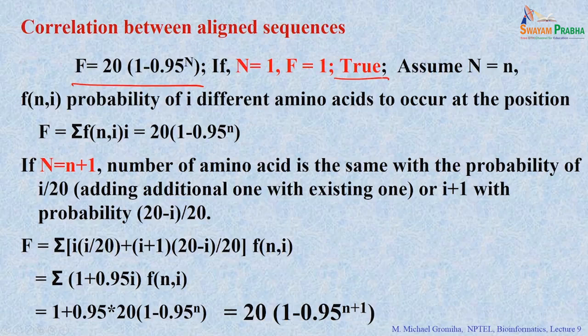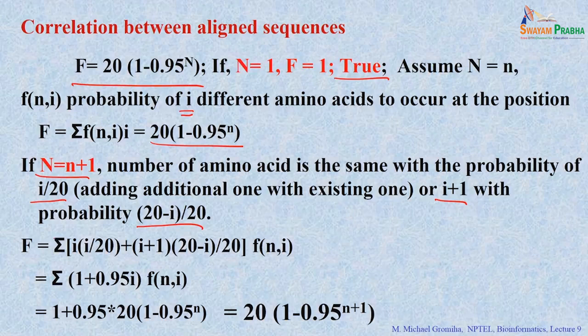So that is true. Then assume n equals n, where f of n comma I is the probability of different amino acids to occur at the position. So if n equals n, you will get this equation f of n comma I equal to 20 into 1 minus 0.95 into n, right, that is fine because you assume that. Now if n equals n plus 1, then you add one more sequence. Then there are two possibilities, one is I by 20, adding the same one, or we can take the I plus 1 with the probability of 20 minus I by 20. We have 20 possibilities, not the same one, so you have to subtract. So 20 minus I divided by 20.